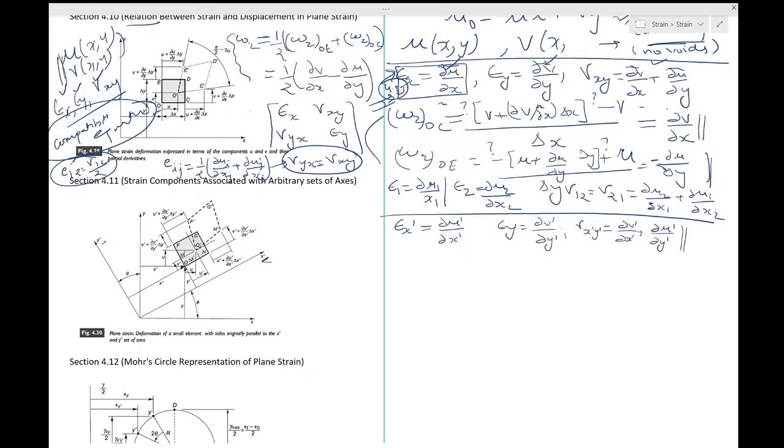Now the next step is to inquire as to the nature of connections between the strains of this, which is 4.37, and the strains of 4.33. So the strains of 4.33 for this figure would be in the xy coordinate system, and the 4.37 strains are in the x dash y dash coordinate system, and the objective is to be able to find what relationship exists between these two systems.